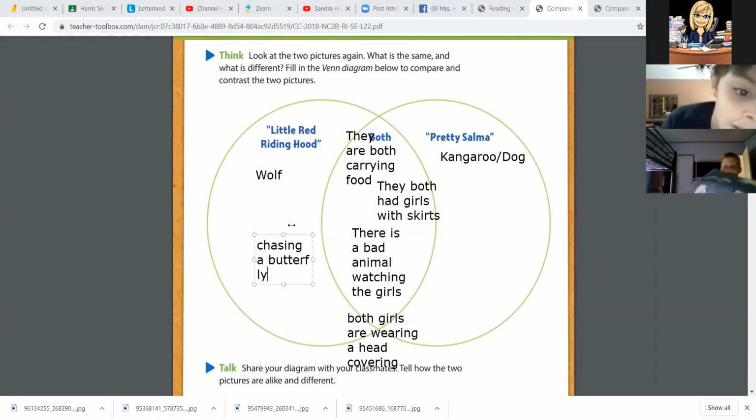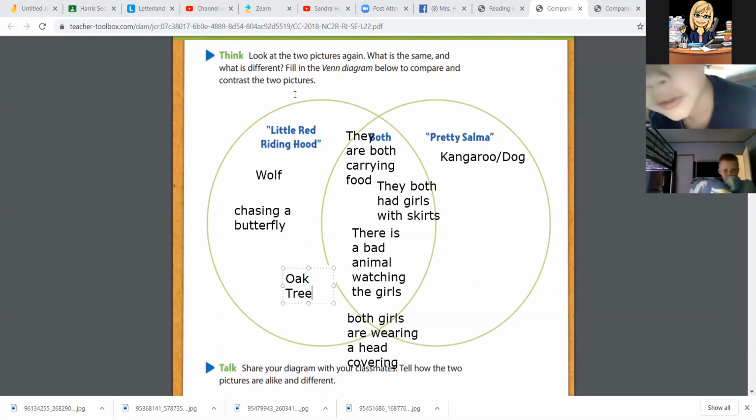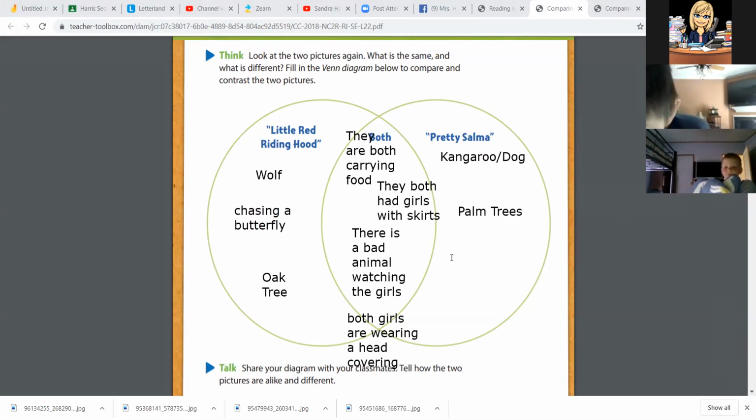They both have different trees. Uh-huh. I'm not sure what kind of tree that is. Maybe it's an oak tree, but the other one definitely looks like palm trees. It's an oak tree. Or it can be a maple syrup tree. That's true. It could be a maple tree, yep.